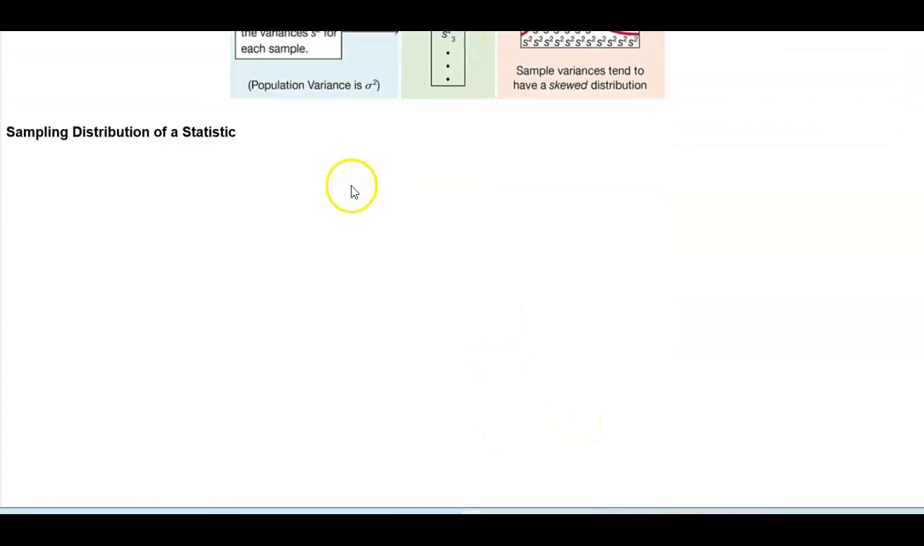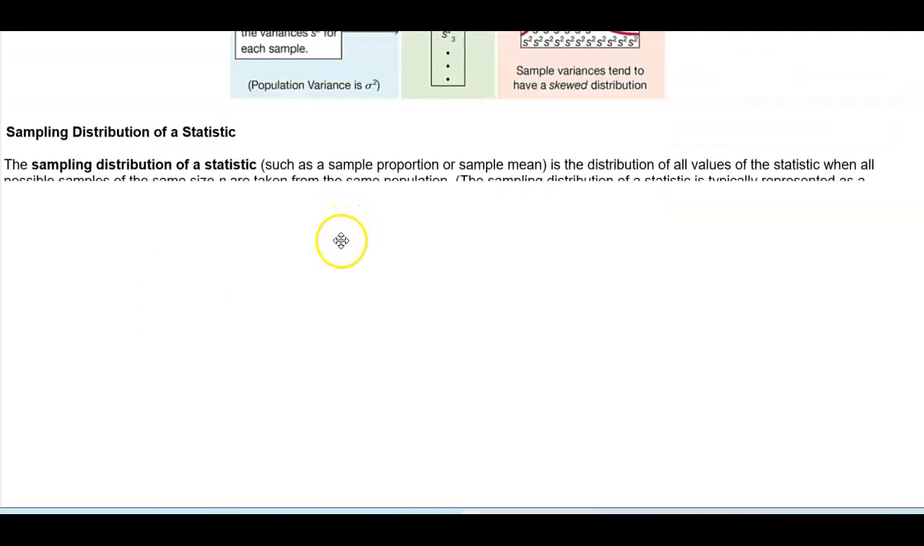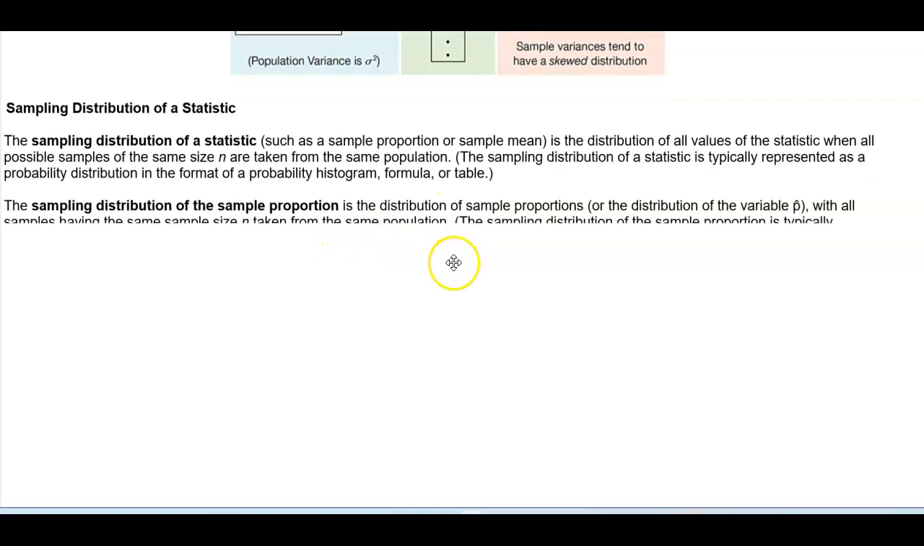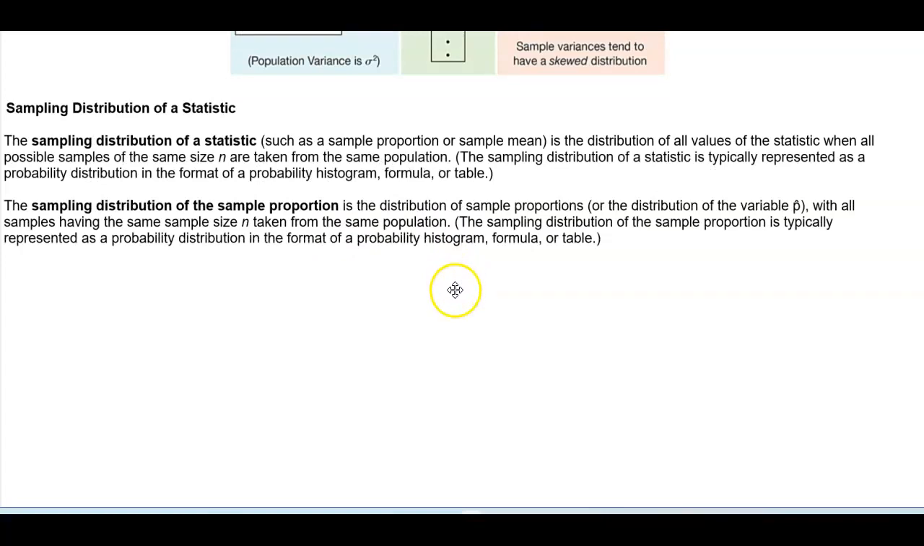So, a sampling distribution of a statistic. The sampling distribution of a statistic, such as a sample proportion or sample mean, is the distribution of all values of the statistic when all possible samples of the sample size n are taken from the same population. The sampling distribution of a statistic is typically represented as a probability distribution in the format of a probability histogram, formula, or table.